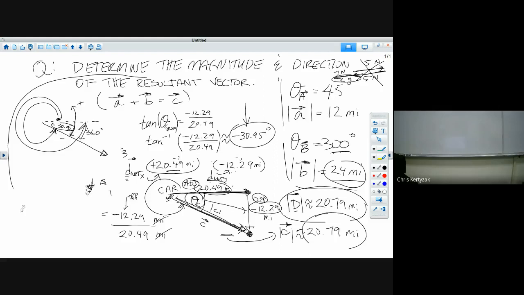The final angle of vector C, the direction of vector C, is 329.05 degrees. It's technically an approximation. And then the magnitude of vector C, how long it is, was 20.79 miles.